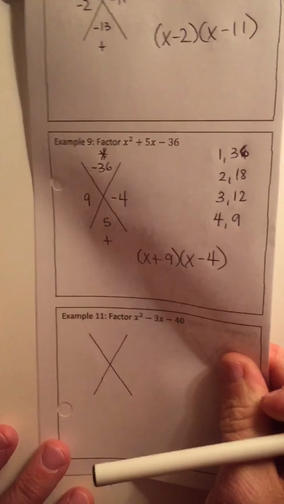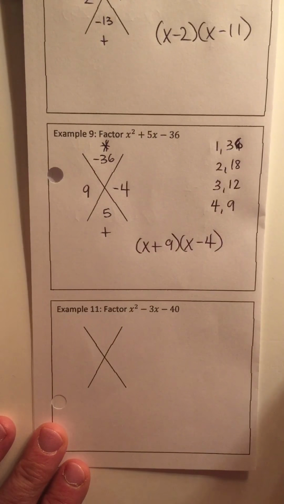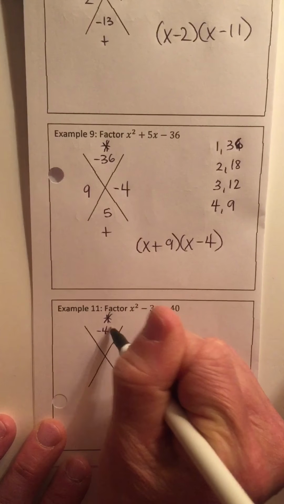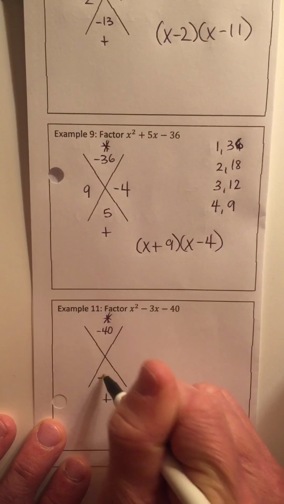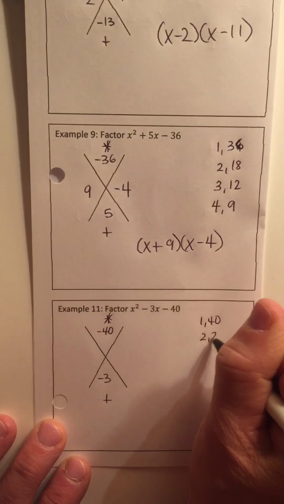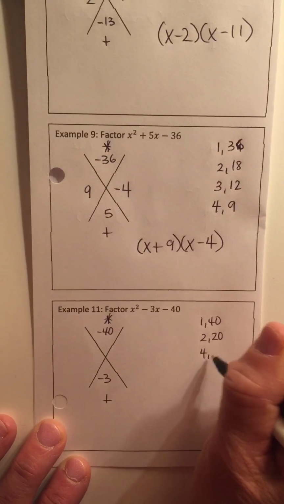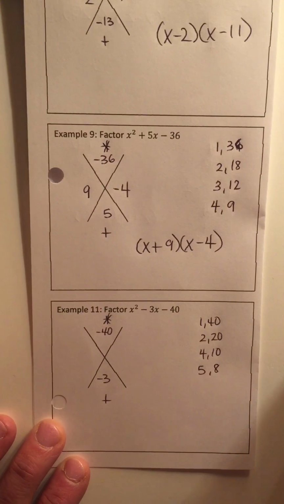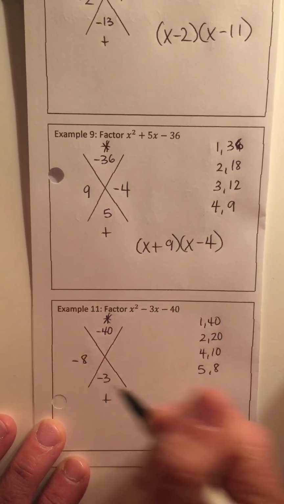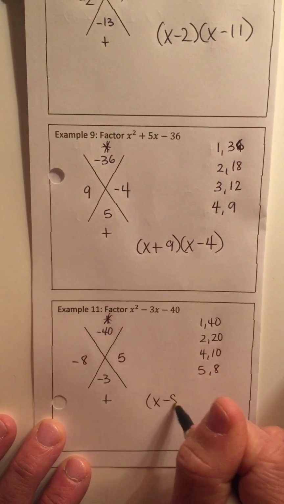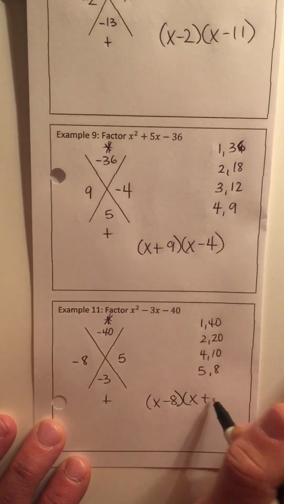Almost done. Example 11, we're going to factor x squared minus 3x minus 40. So it multiplies to negative 40 and adds to negative 3. 1 and 40, 2 and 20, 4 and 10, 5 and 8. Careful with your signs. It should be a negative 8 and a positive 5. So x minus 8 times x plus 5.